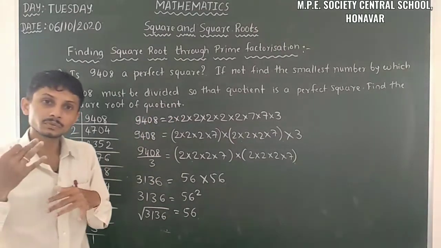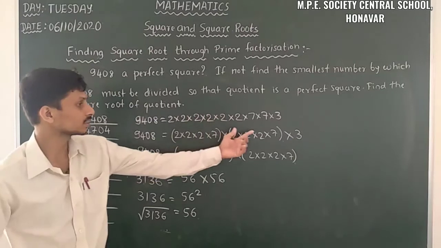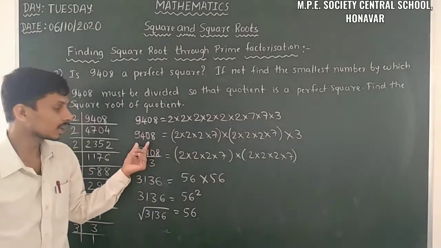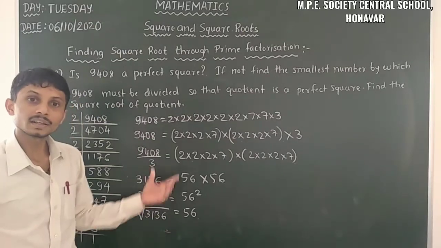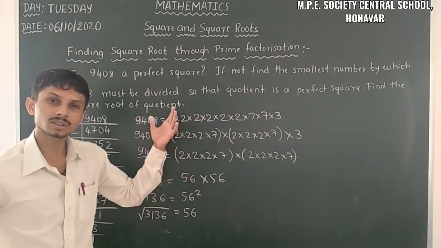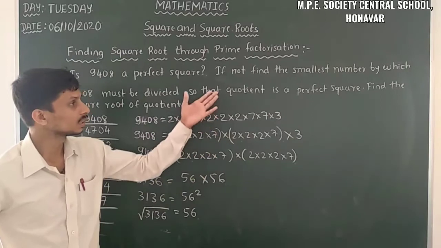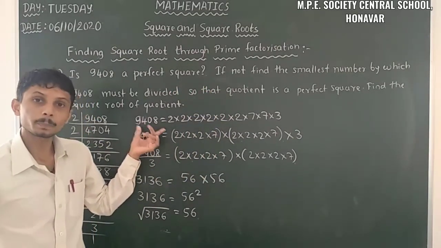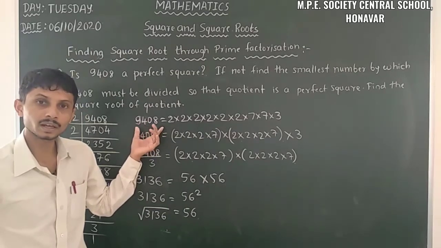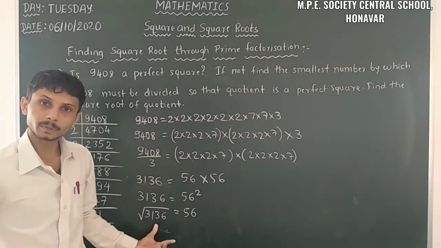Here we can always take another point. We just transposed this 3 to the LHS side and we got the perfect square. And it is the smallest divisor. That means it is the smallest number by which we can divide this non-perfect square to get the perfect square.